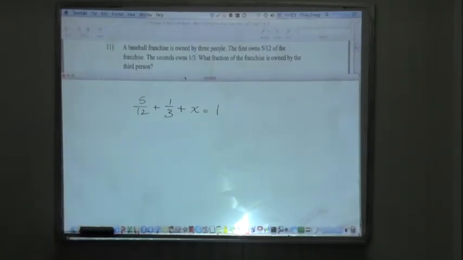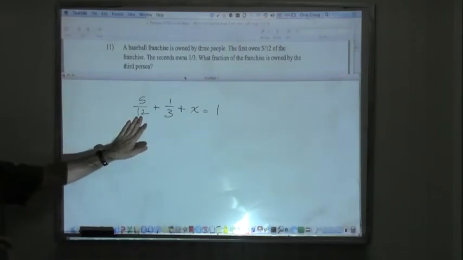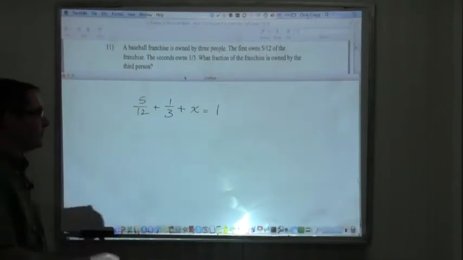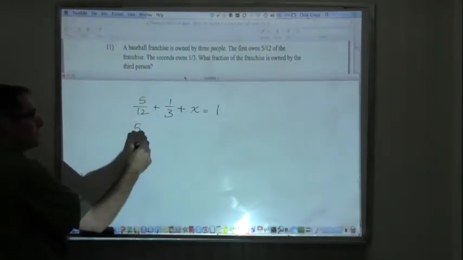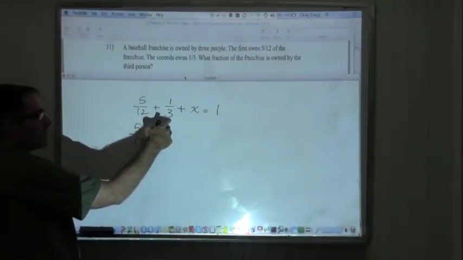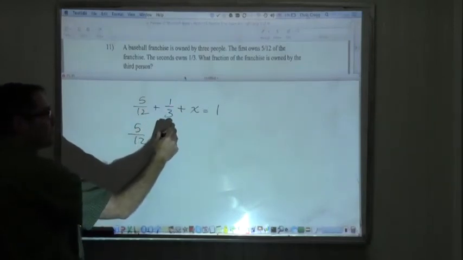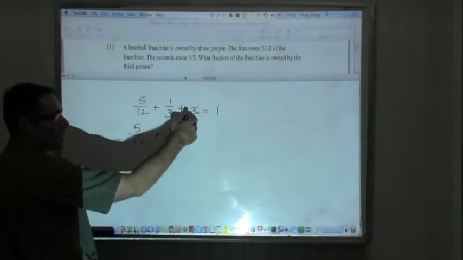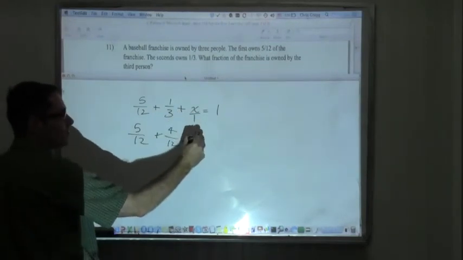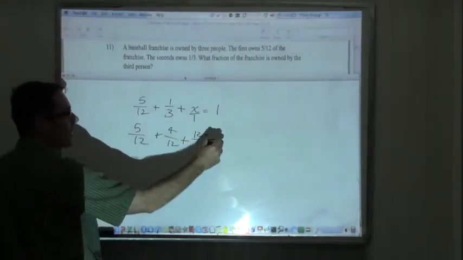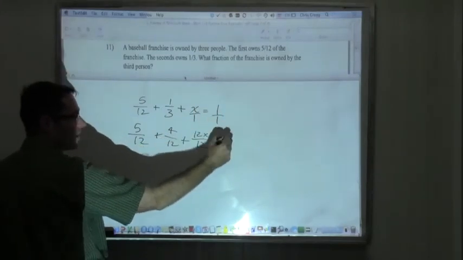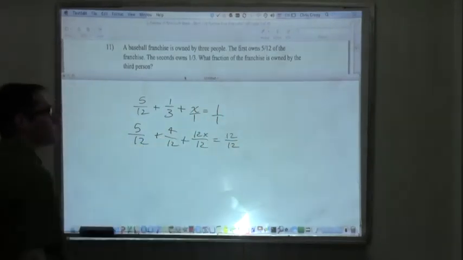Here's how I would do it. I'm going to end up getting rid of this 12, so let's make the denominator for all of these 12. This one already is. How do I make this one 12? Multiply by 4, so I multiply the top by 4. 4/12. How do I make x over 1 equal to 12? Multiply by 12. 12x over 12. How do I make 1 over 1 on the bottom 12? Multiply by 12. 12 over 12.